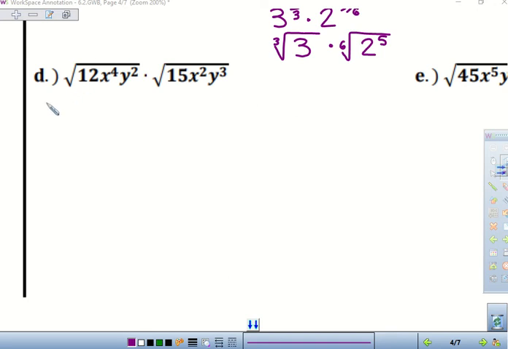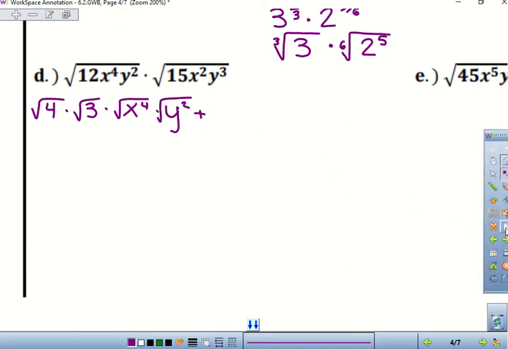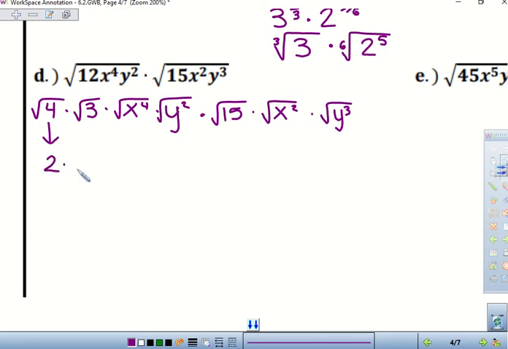So this one I know I can rewrite as the square root of 4 times the square root of 3 times the square root of x to the 4th times the square root of y squared times the square root of 15 times the square root of x squared times the square root of y to the 3rd. So now I'm just going to simplify each piece. This becomes 2. This stays the way it is.